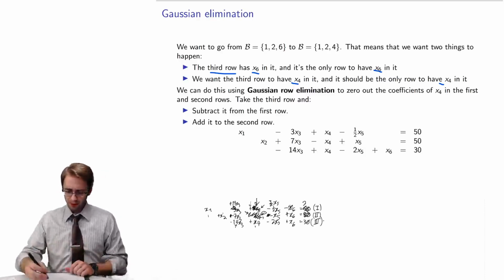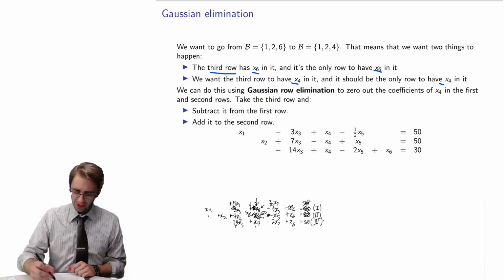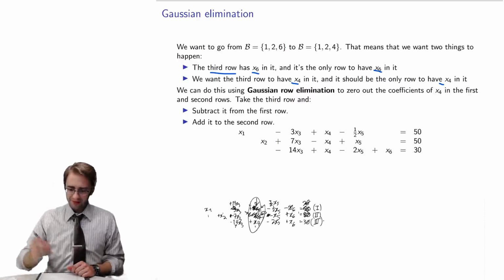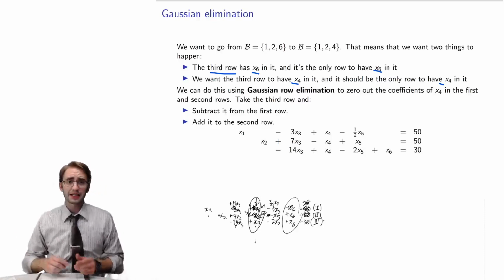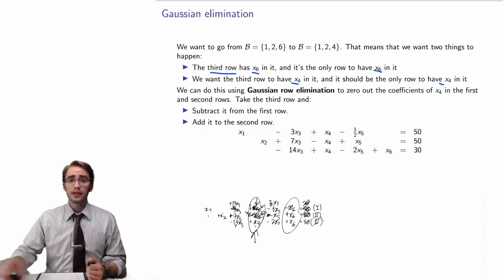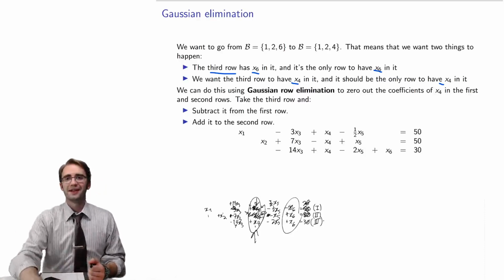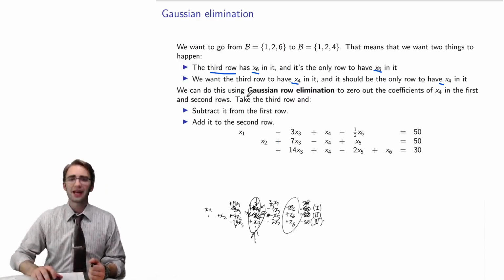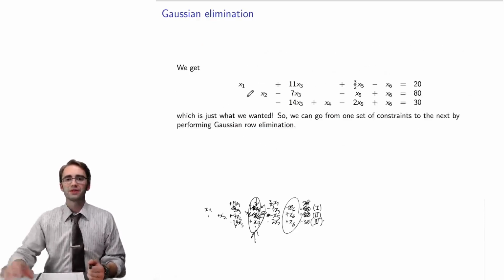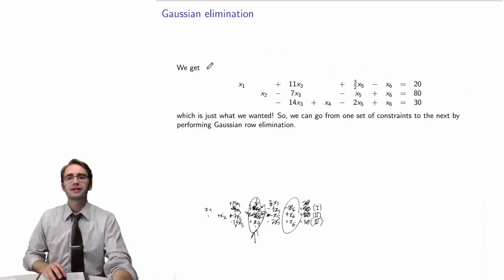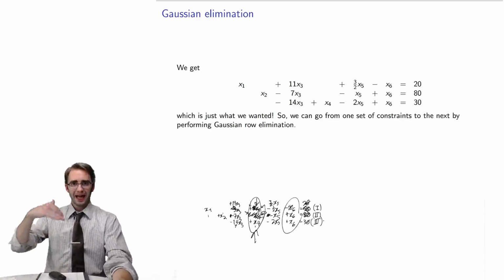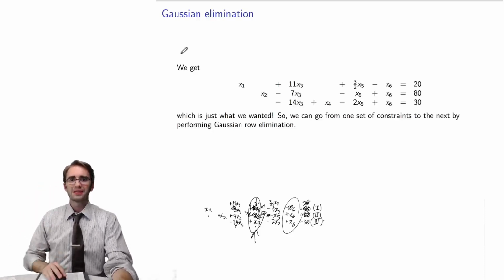And so lo and behold, what have I done? Now I've got an x4 here, and then I've got some x6s over there. But the key thing is, as I wanted, I now have x4 appearing only in that second row. So rather than look at my messy handwriting, I'll show you the pretty version of it, which is right here.